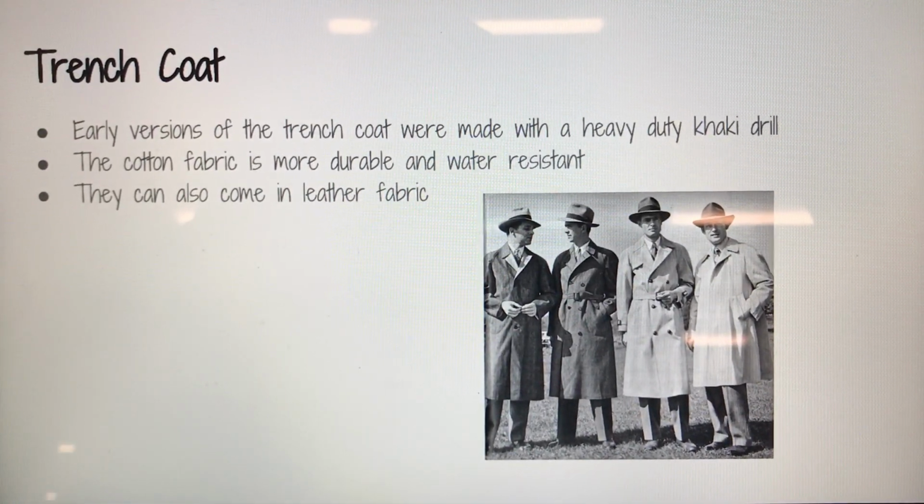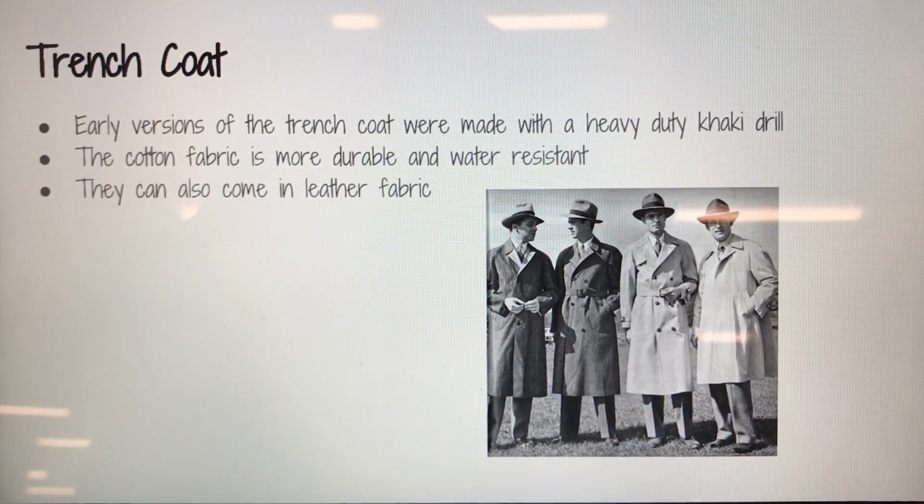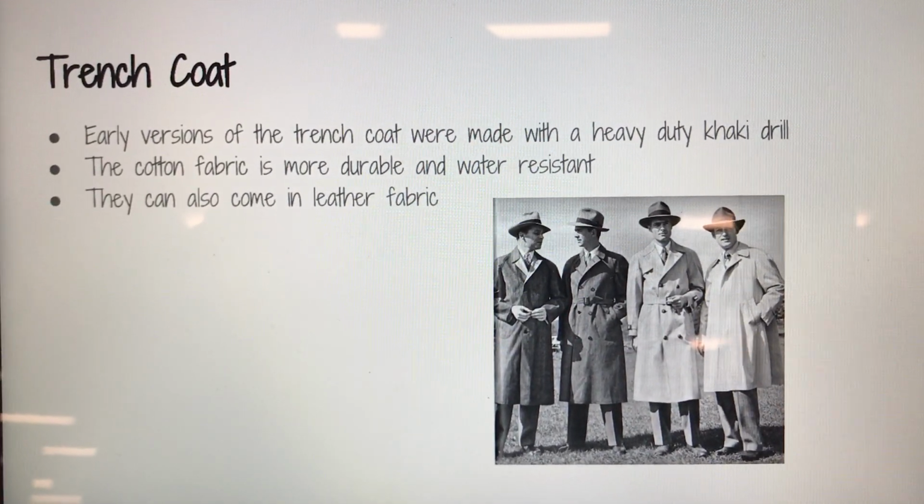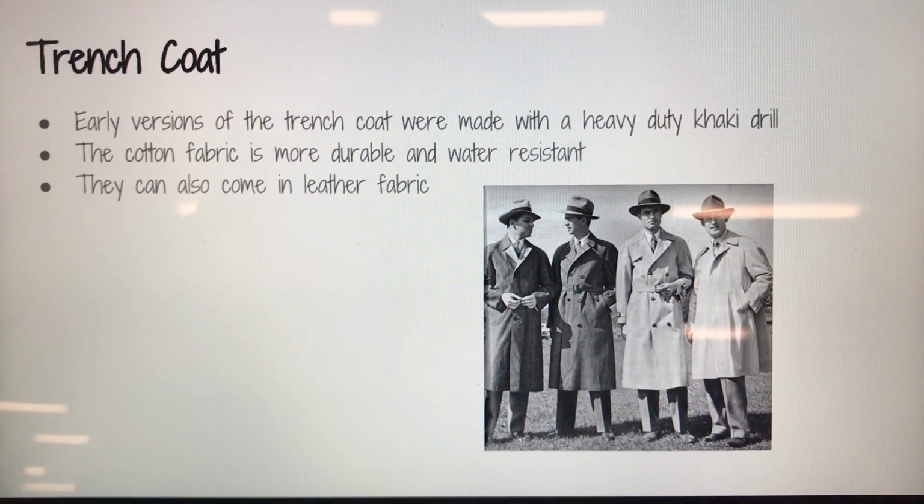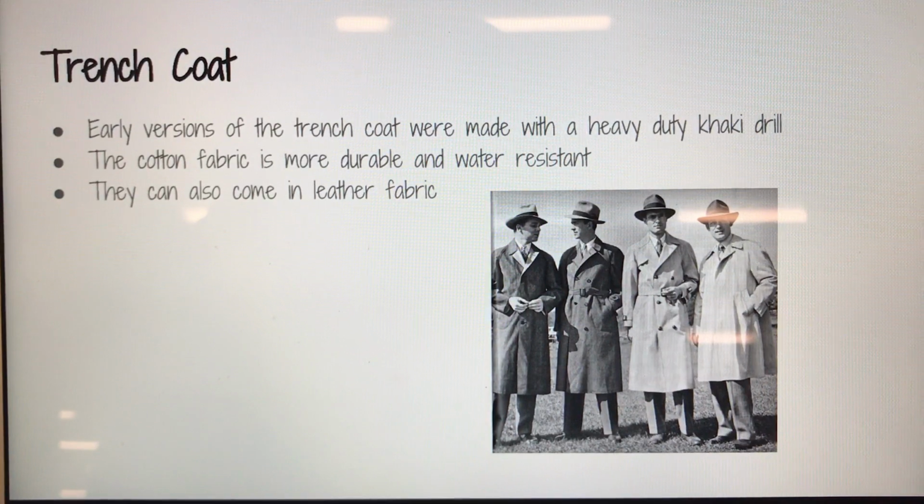Trench coat. Early versions of the trench coat were made with a heavy-duty khaki drill. The cotton fabric is more durable and water-resistant. They can also come in leather fabric.